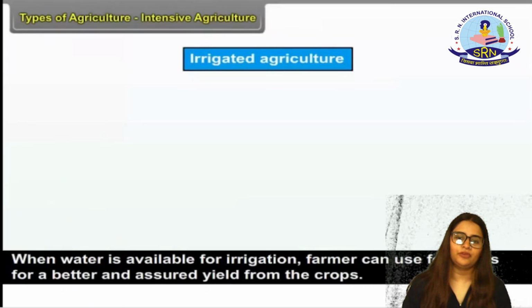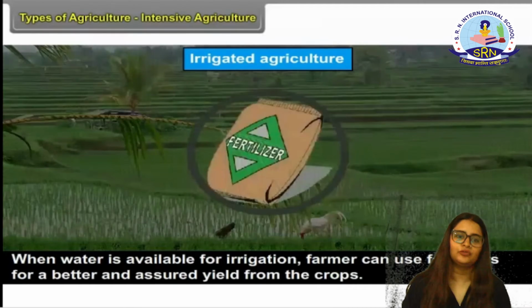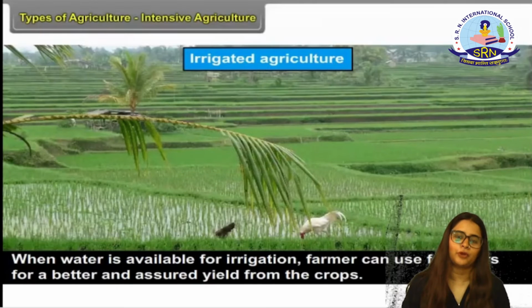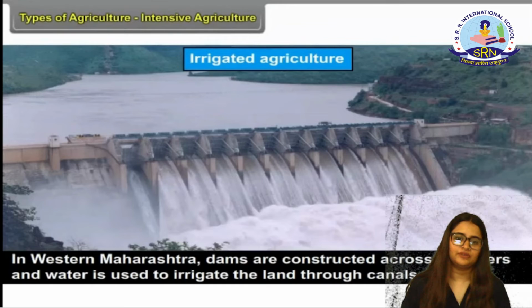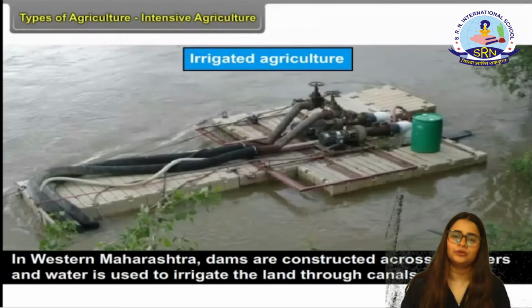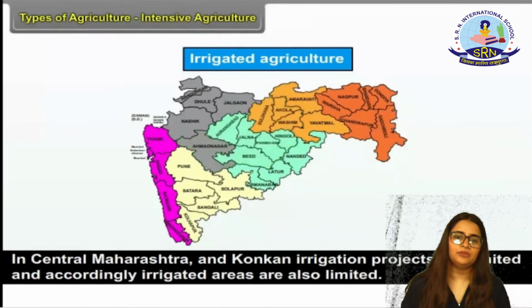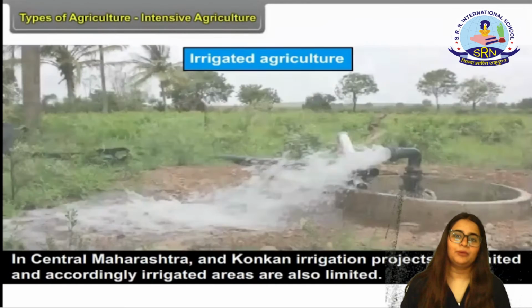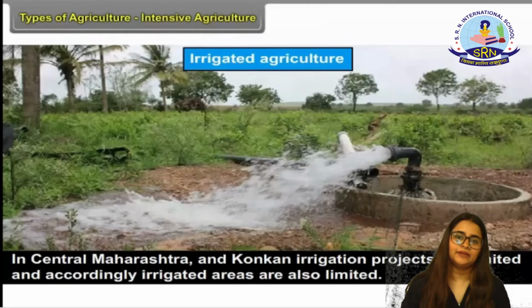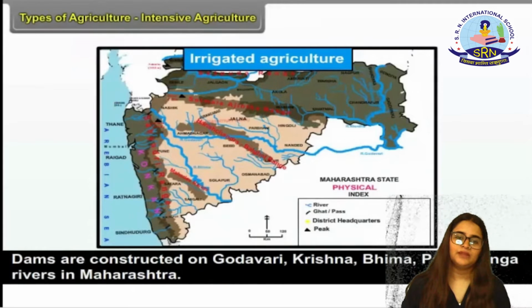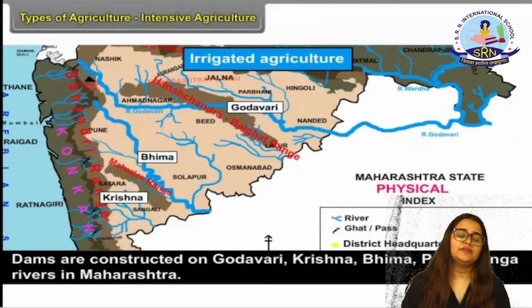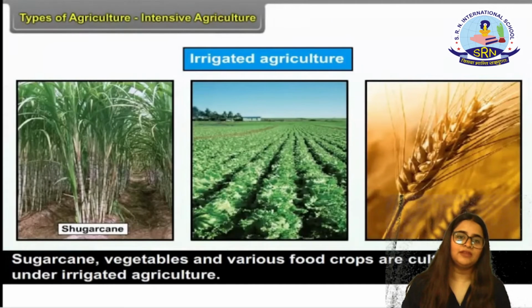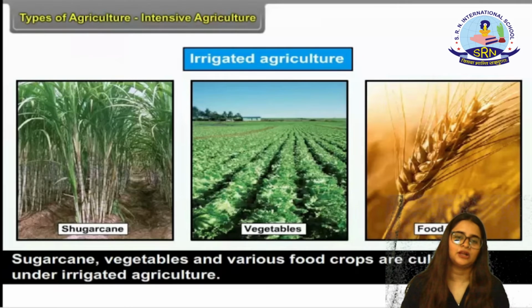When water is available for irrigation, farmers can use fertilizers for a better and assured yield from the crops. In western Maharashtra, dams are constructed across the rivers and water is used to irrigate the land through canals. In central Maharashtra and Konkan, irrigation projects are limited, and accordingly irrigated areas are also limited. Dams are constructed on Godavari, Krishna, Bhima, Panchganga rivers in Maharashtra. Sugarcane, vegetables and various food crops are cultivated under irrigated agriculture.